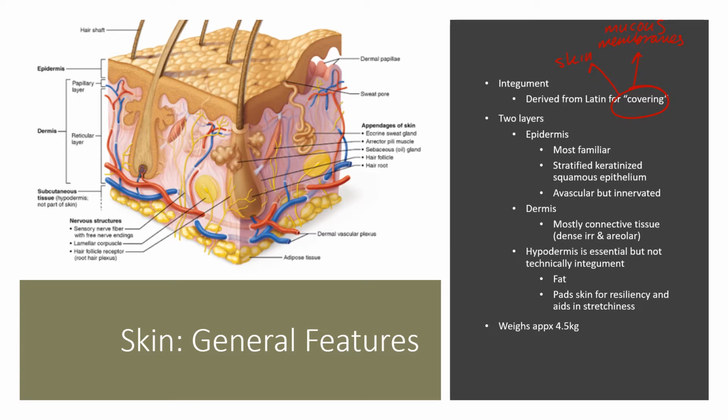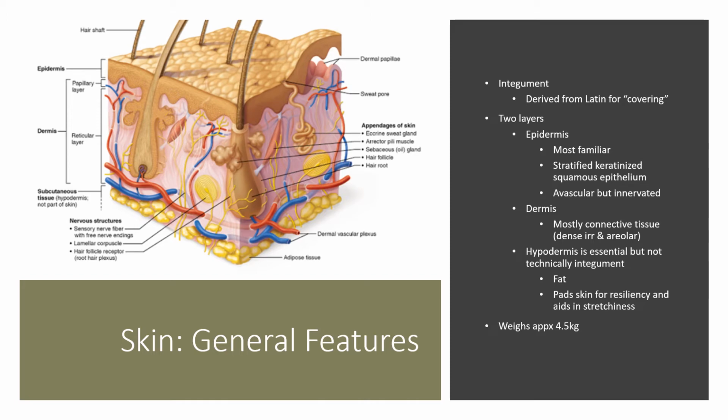we usually use this term to refer to the outermost layer of skin though, and it also includes accessory structures to the skin. So like hair and nails, for example. The integument is comprised of two layers. There's the outermost layer and the innermost layer.